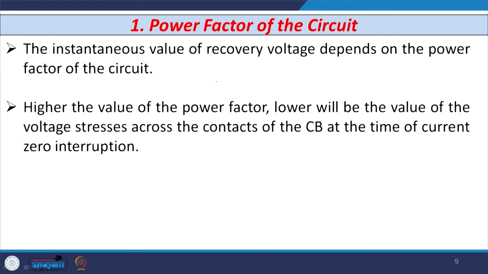If I consider the power factor, then we know that the instantaneous value of recovery voltage depends on the power factor of the circuit. The higher the value of power factor, the lower is the voltage stress appearing across the contacts of the circuit breaker at the time of interruption of current at natural current zero.